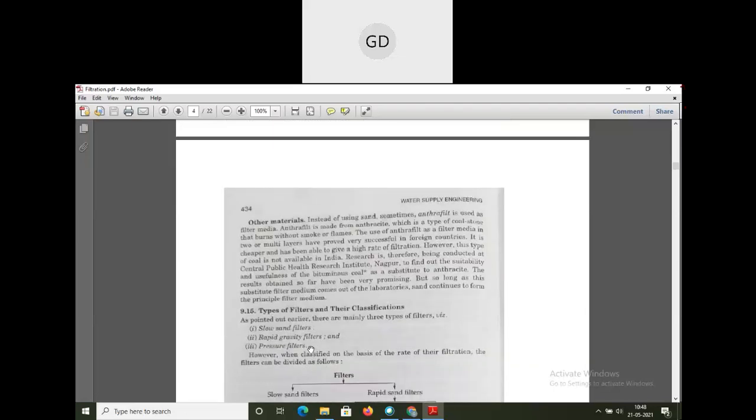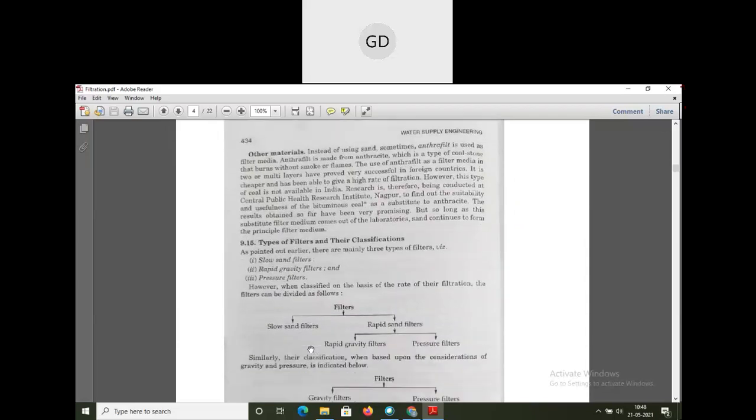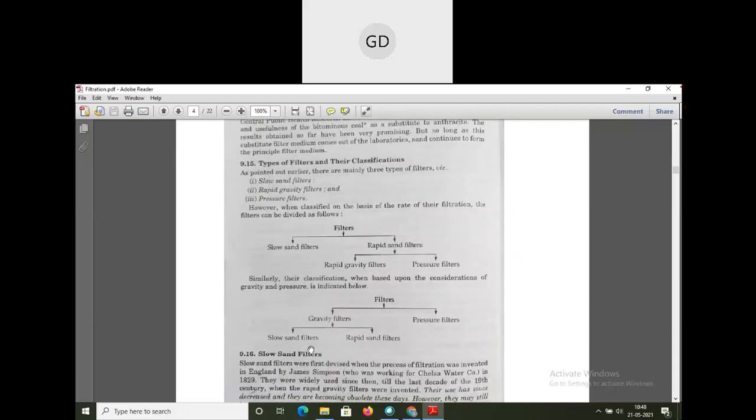So next is types of filters. We already know that there are three kinds of filters: slow sand filter, rapid gravity filter, and pressure filter. But the classification is again of two types. If the classification is based on the rate of filtration, then it is of two types: slow sand filters and rapid sand filters.